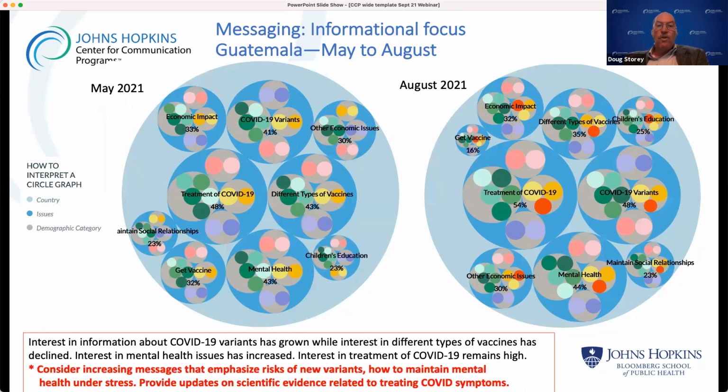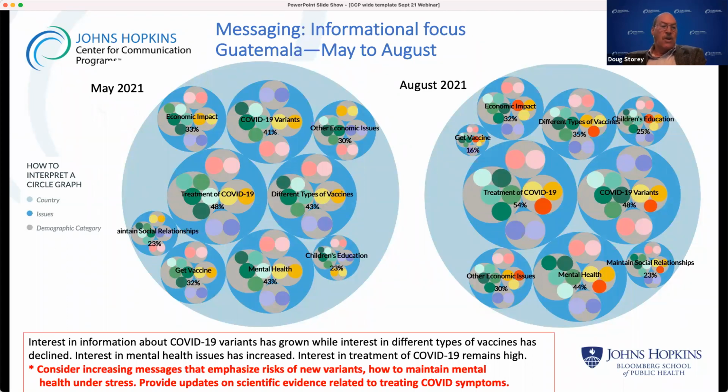And while treatment of COVID-19 is still a major interest for people in Guatemala, we see that information about the COVID-19 variants has grown in importance, as has an interest in information about mental health. So this suggests that by tracking the way that these information needs are changing over time, we may be able to zero in on the types of messaging content that we may provide in our public communication efforts.